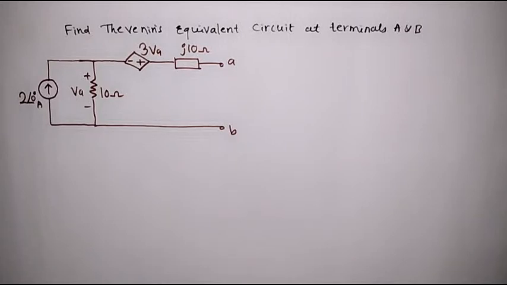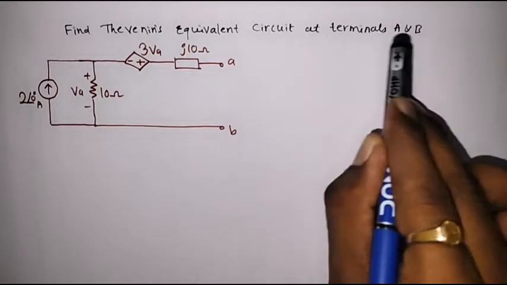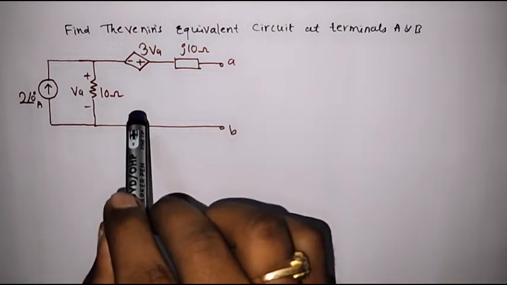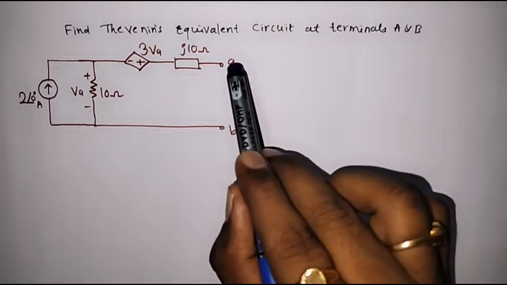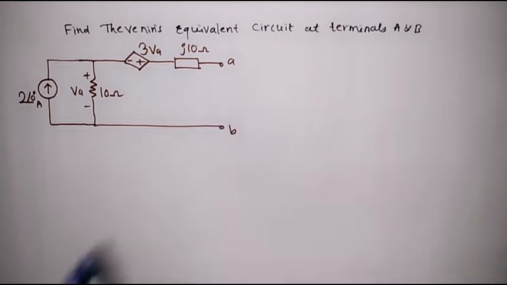Let's take one example on Thevenin's circuit. Find Thevenin's equivalent circuit at terminals A and B. This is the given circuit. Here this is A terminal and B terminal. We are supposed to find Thevenin's equivalent circuit at terminals A and B.